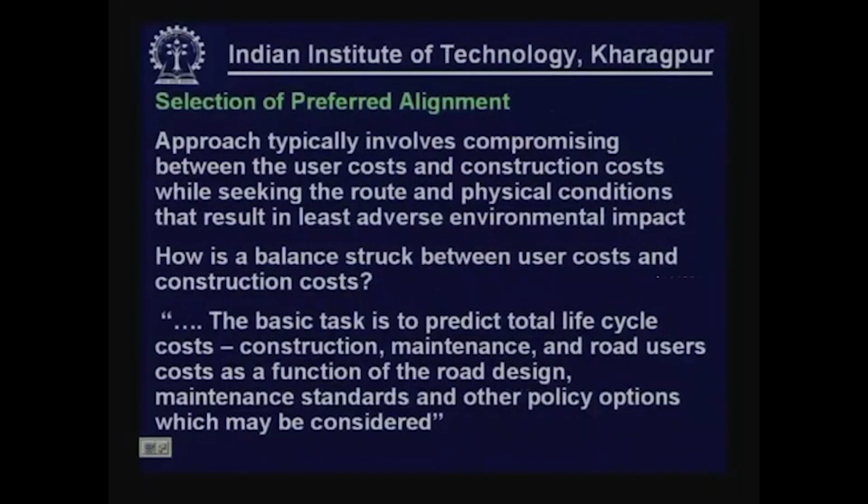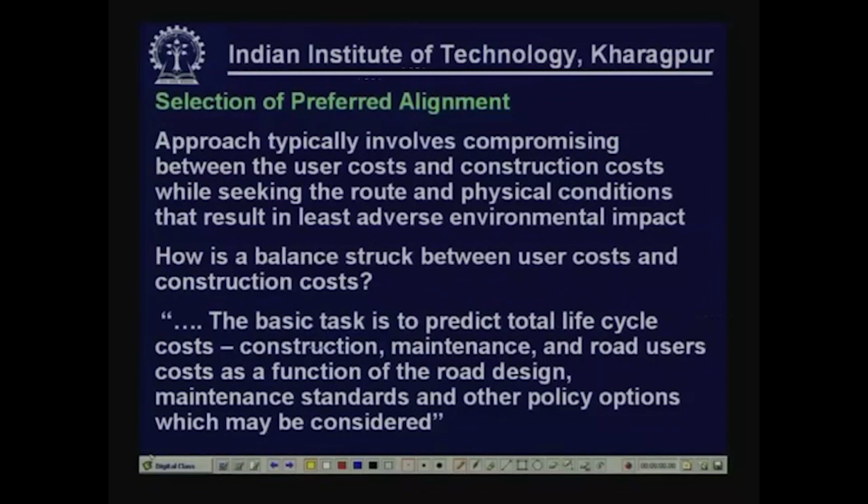With this background, let us see the selection of preferred alignment. How do we select a preferred alignment? The approach typically involves compromising between the user cost and the construction cost. Try to understand these two aspects very clearly: one is the user cost, another is the construction cost.